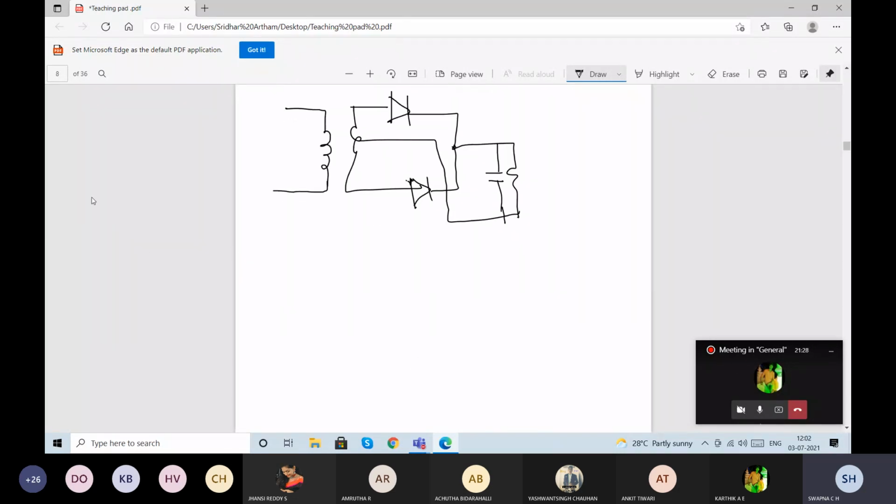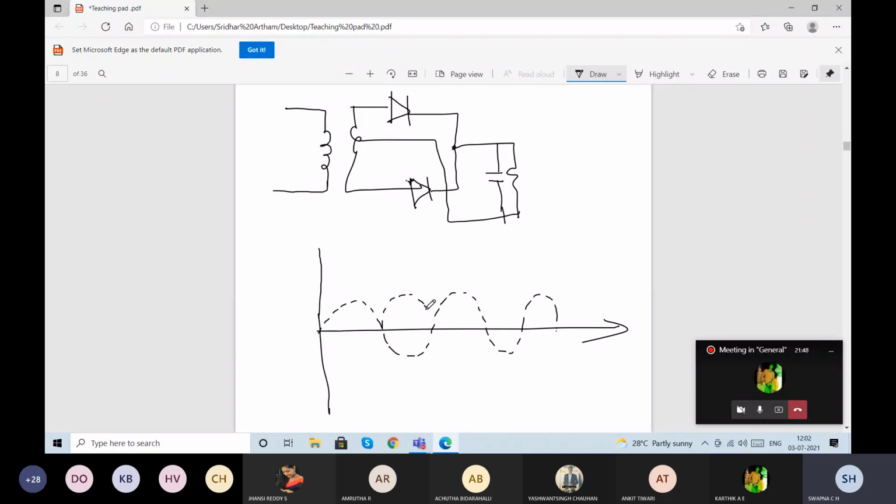And now what you need to do is analyze it. When you try to analyze, we'll have the output in this way. So this is my input signal, and since it is a full wave rectifier, both the half waves will be rectified in this way. So charging and discharging will happen.